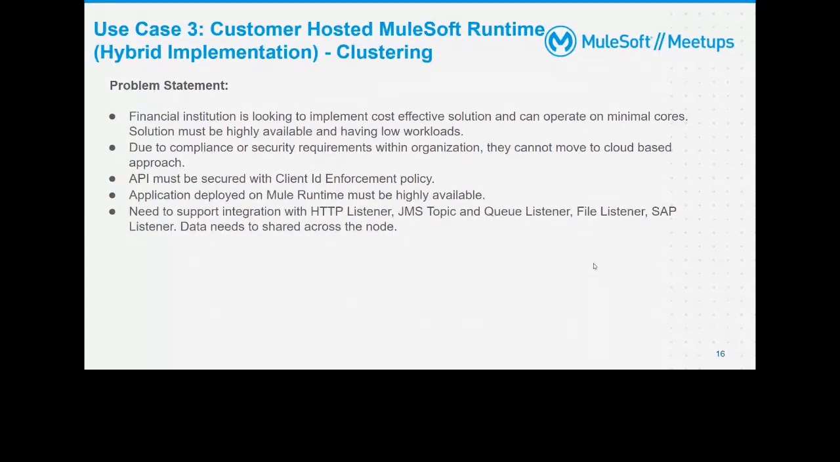Let me repeat. We have a financial institution, and they want to implement a cost-effective solution that can operate at minimum cost. They don't have to worry about core allocations and everything, and the solution must be highly available with low workloads. Basically, the workload is not that high. We are receiving like 10, 20 requests per minute, or 100 requests per hour.